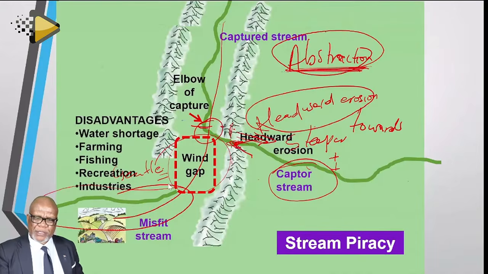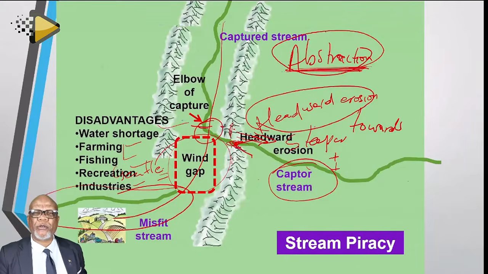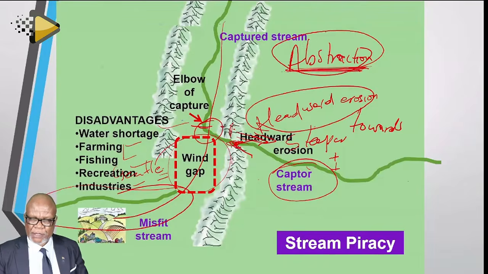Now, disadvantages will be water shortage, farming, fishing, recreation. But as much as you can look at the impact of river capture for the surrounding, you must also know the impact of river capture on the rivers themselves. The impact that the river capture will have on the capturing stream and on the captured stream.